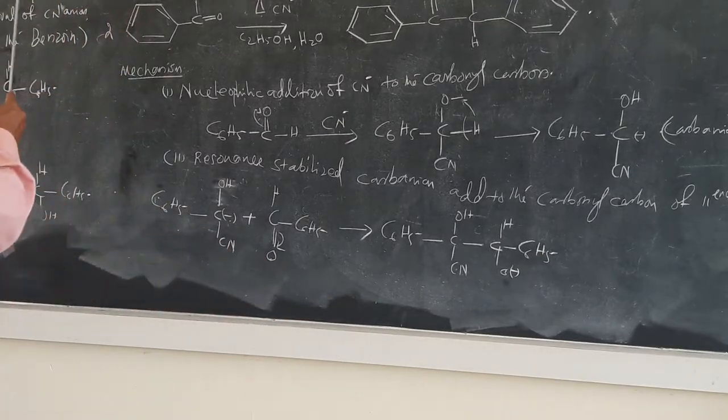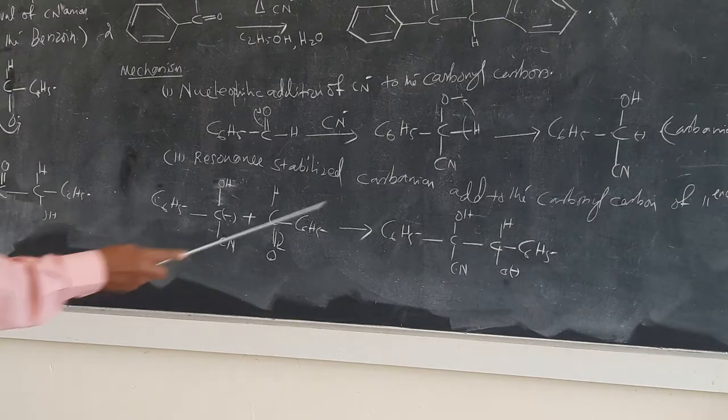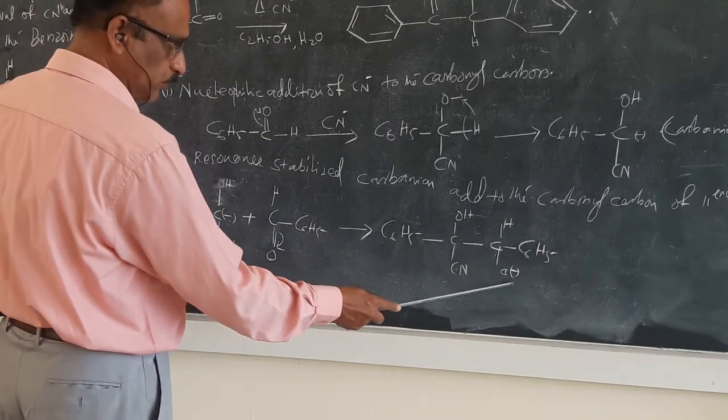In the third step, I have written here, the migration of the proton from the OH group accompanied by the removal of CN anion, forming the benzoin. So I will tell you what are the things happening here. The third step: this hydrogen will move to this oxygen.